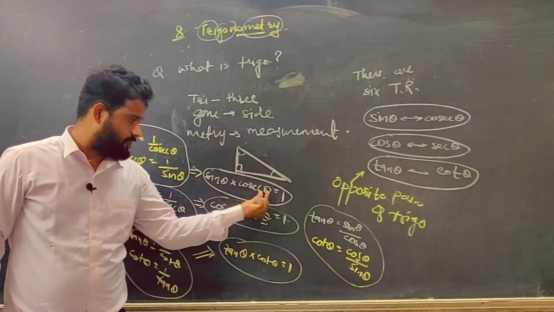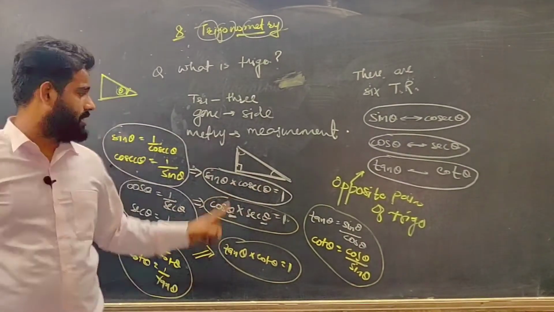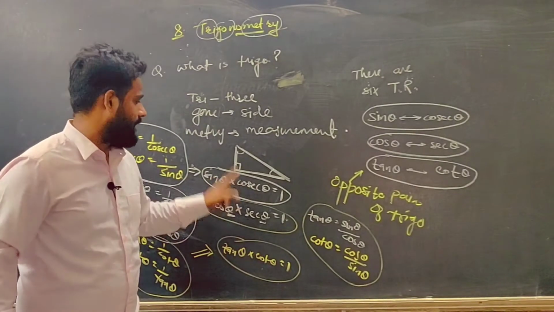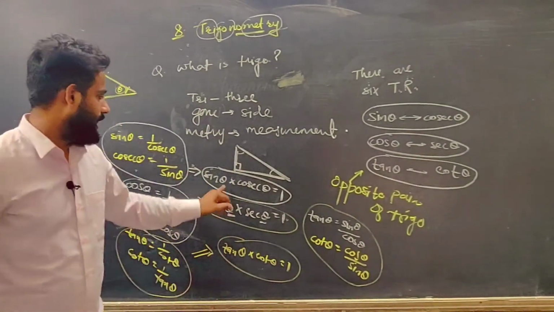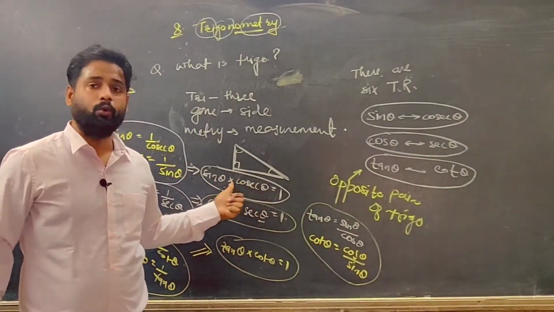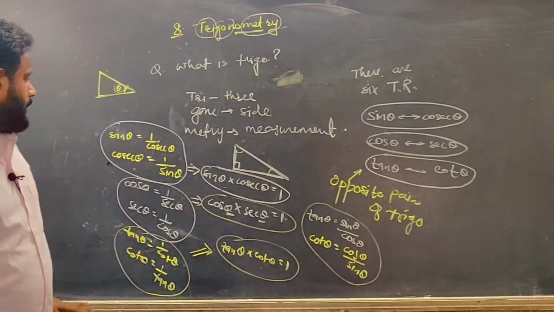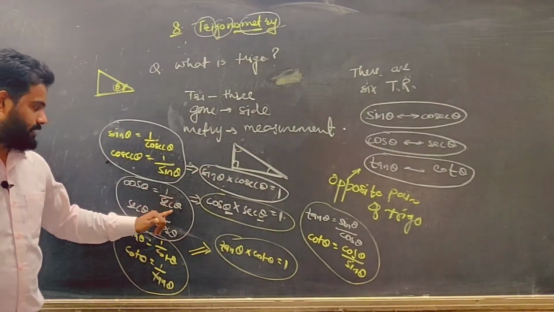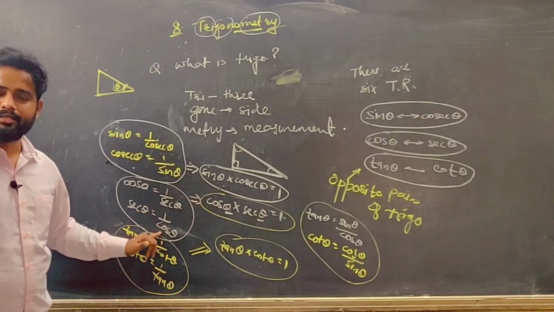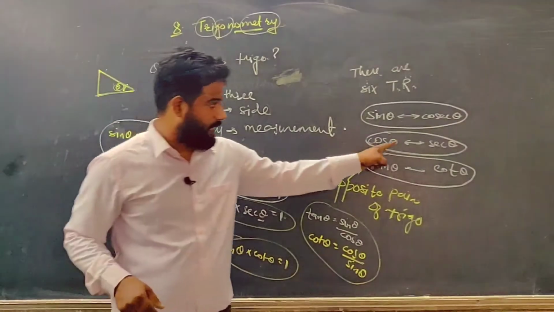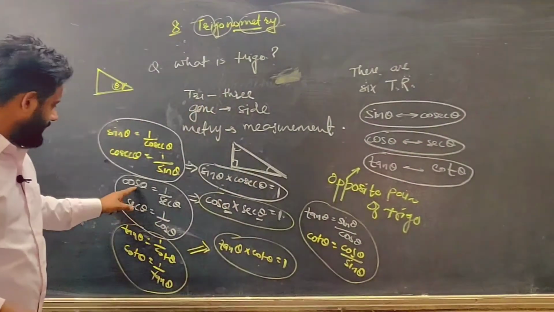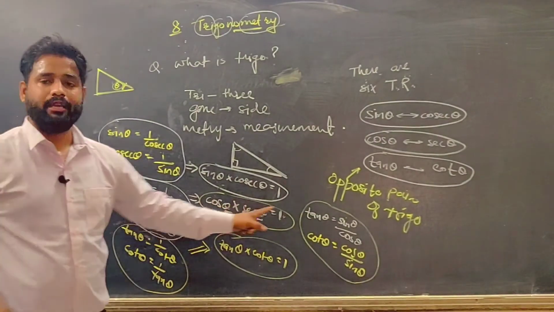Mind well, both thetas should be the same. The angle in both the sin and cosec trigonometric functions should be the same. Then the multiplication of these two is going to be 1. Similarly, cos theta is equal to 1 upon sec theta and sec theta is equal to 1 upon cos theta. They are an opposite pair, cos theta and sec theta. If you multiply these two quantities, you are going to get the answer 1.